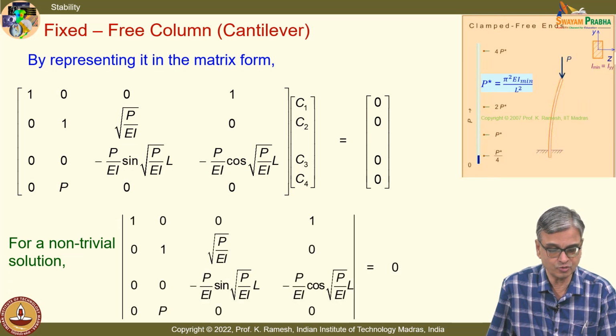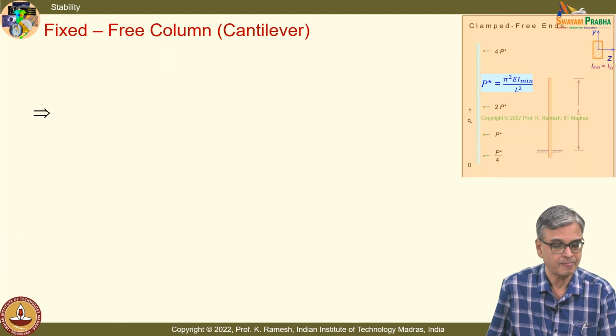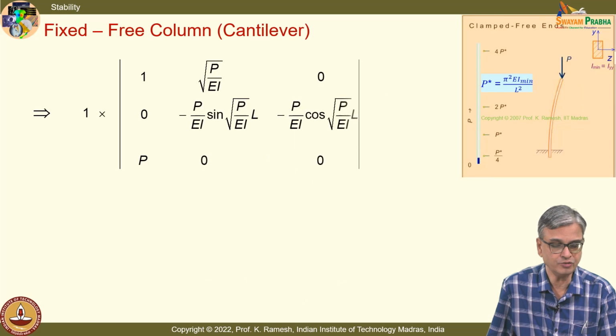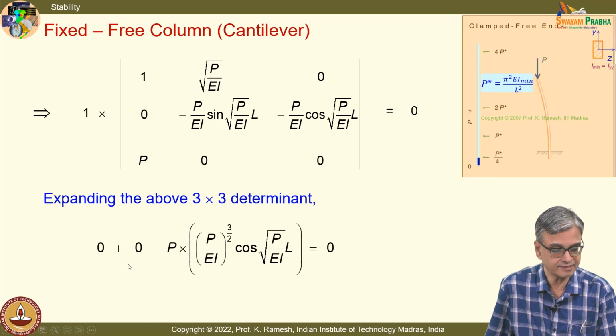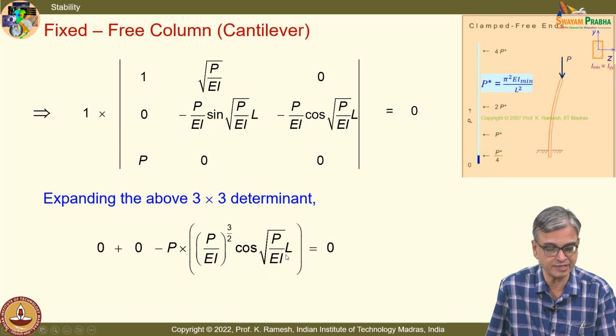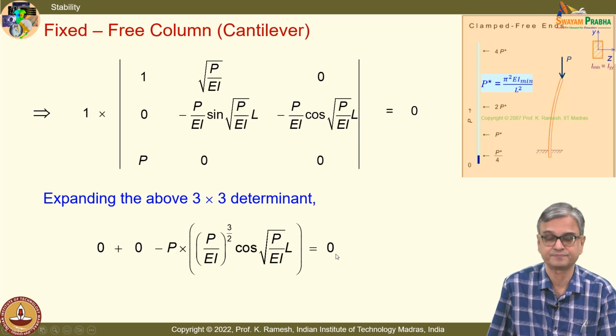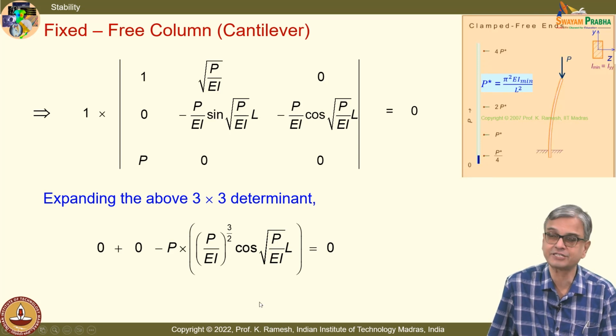and we can evaluate this determinant in stages. I think it is shown. Okay. So, you can expand the above 3 by 3 determinant. I get this as 0 plus 0 minus P multiplied by (P by EI) whole power 3 by 2 cos square root of (P by EI) multiplied by L equal to 0. So, this is the final expression.